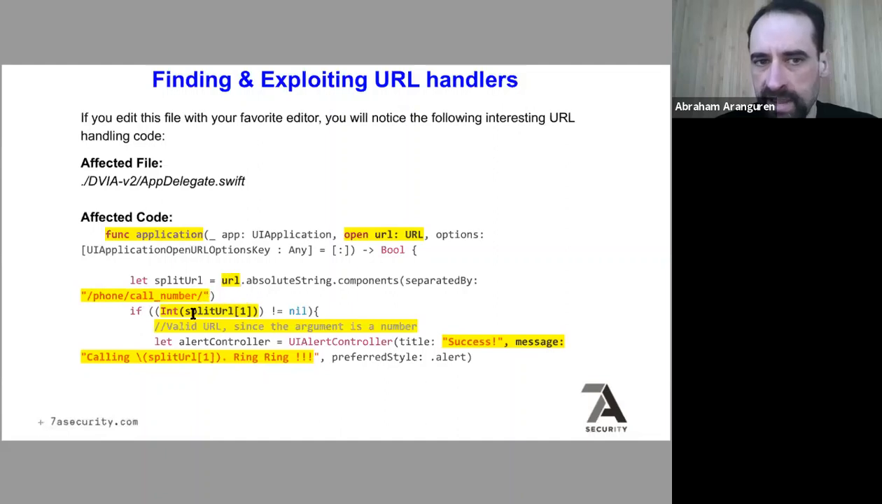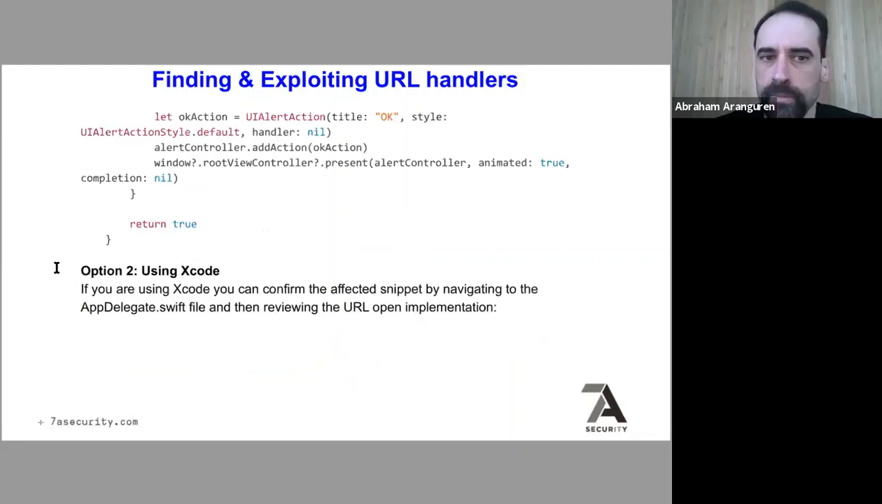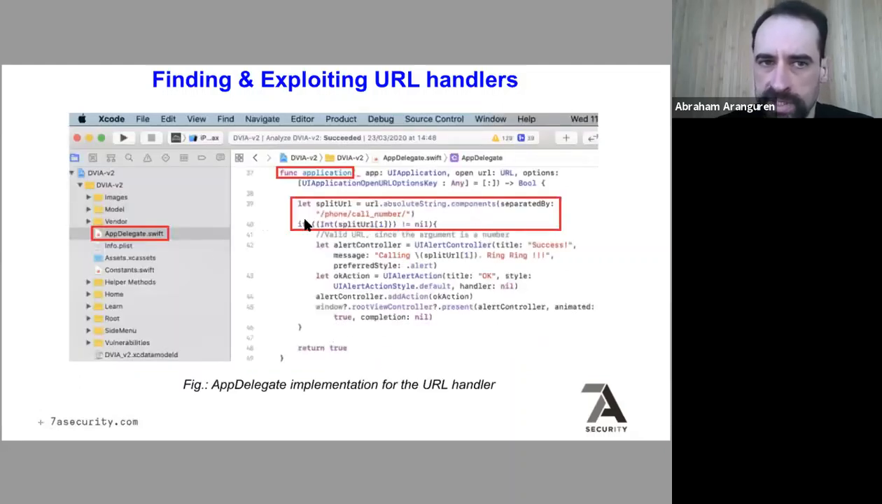And then we know the number is afterwards because this is trying to cast position one, which is what comes here to the right, into an integer. And then if this doesn't result in any errors, then it will try to ring this number, right? So this is a very interesting scenario because it shows that if you can make a vulnerable application call a premium phone number, this could also be a valid attack against a mobile application, right? If you use Xcode, you will notice that Xcode is a little bit smarter with Swift and the syntax highlighting is a bit better.